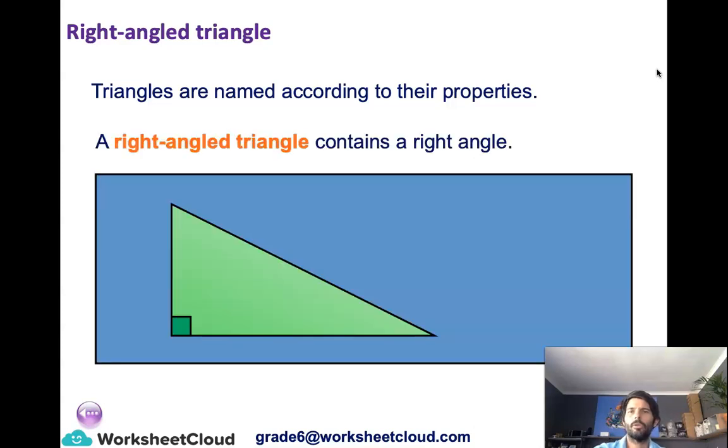So triangles are also named according to their properties. Okay, and again, just to recap for you, a right angled triangle contains a right angle, and that right angle is indicated by that small square. And in a previous lesson, we spoke about why that sign was a square, purely because every single vertex of a square has a right angle.